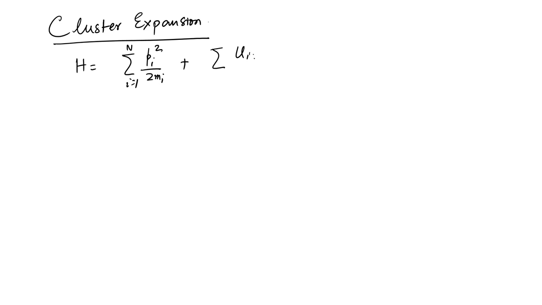So cluster expansion, let's see what they are. So once again we have a Hamiltonian which is the sum over i equal to 1 to N of pi squared over 2 mi plus you have a Uij, and you can have j greater than i, or if you do not assume anything then you put a factor of half. Let's just carry on without any half factor, but we know that in order to avoid double counting we have to have this factor. Once again Uij is actually U of ri minus rj as earlier, so we call it U of rij.